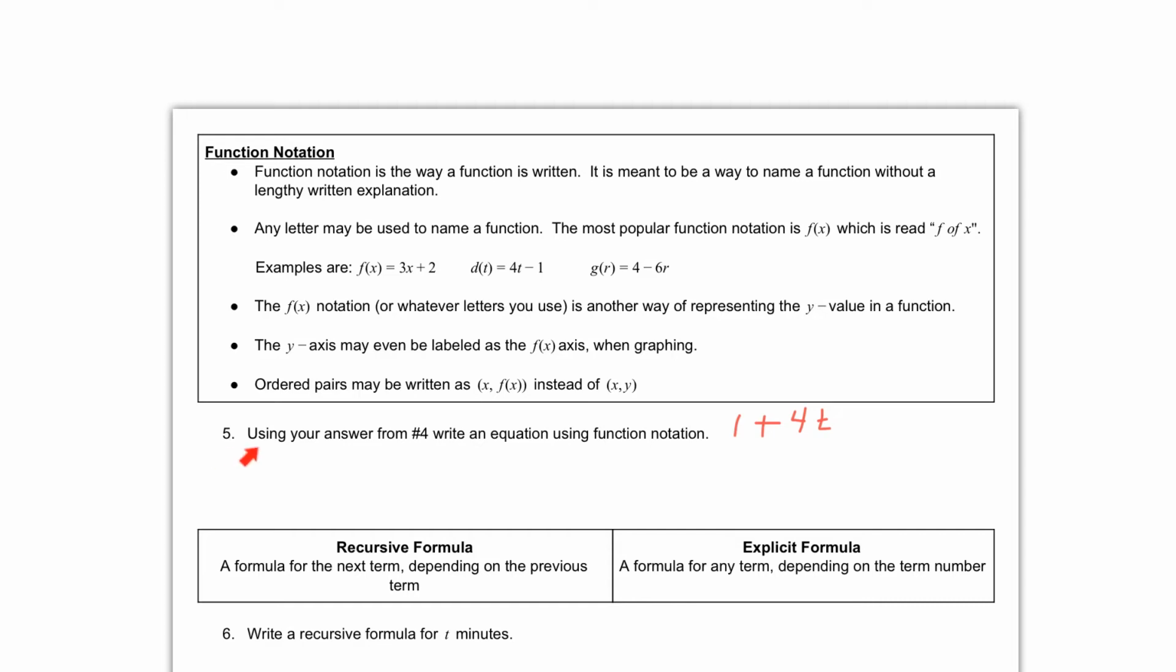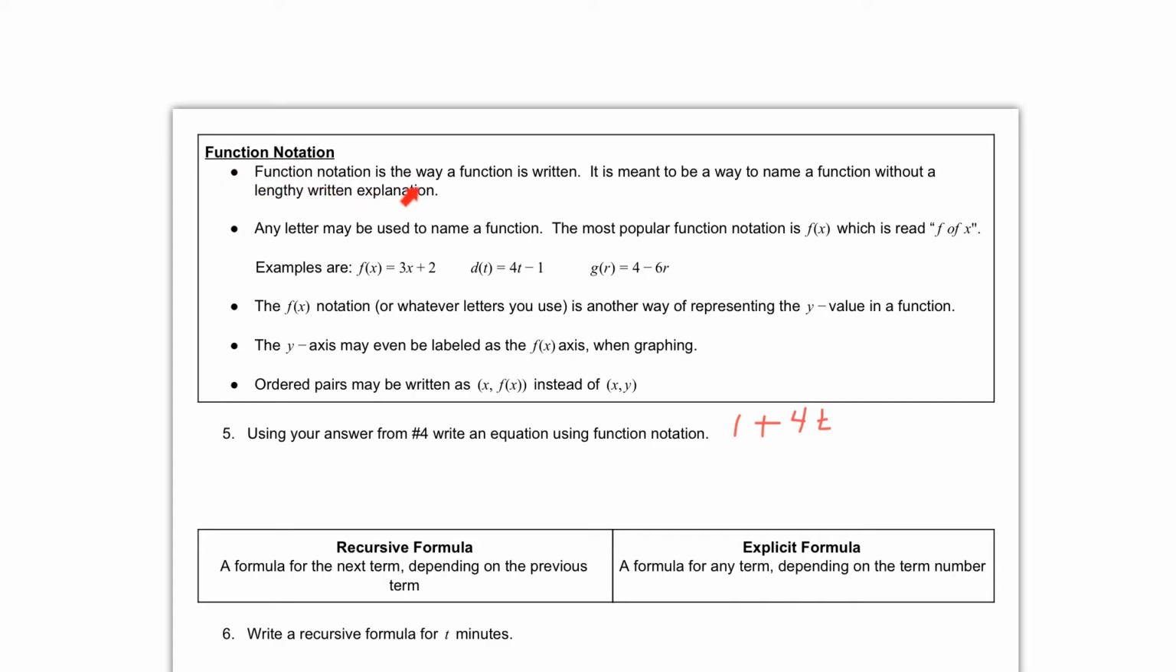In number 5, it says, using your answer from number 4, write an equation using function notation. I also have this as our answer from number 4. We said that 1 plus 4t would be an expression to indicate after t minutes. So before we do that, let's take a look at the box on the top where we talk about function notation and what that is.